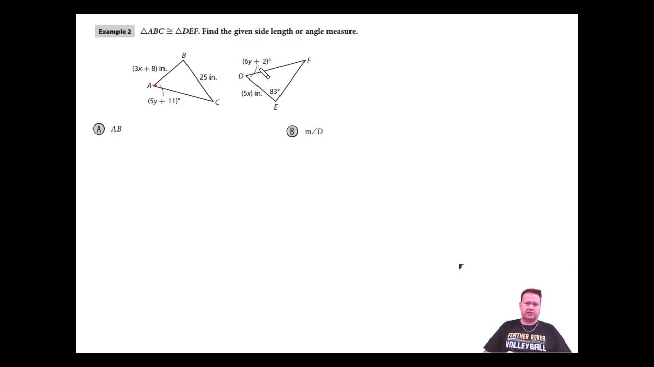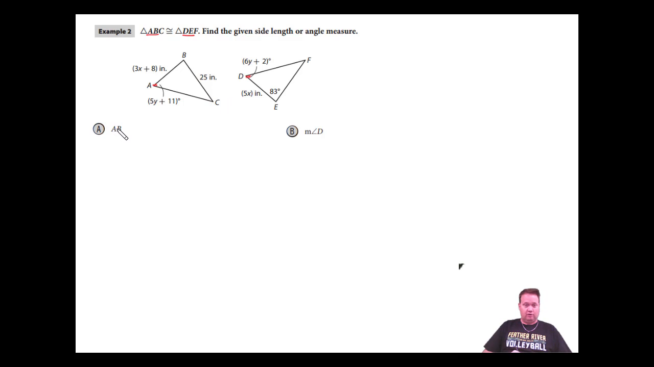So over here, 6y plus 2 degrees, there's a degree symbol. That's representing that angle right there. And 5x inches is not an angle, it's a side. It's this side right here, DE. And I notice that I have AB over here, which is 3x plus 8. And I look up here, and I know that AB is in the same place as DE.